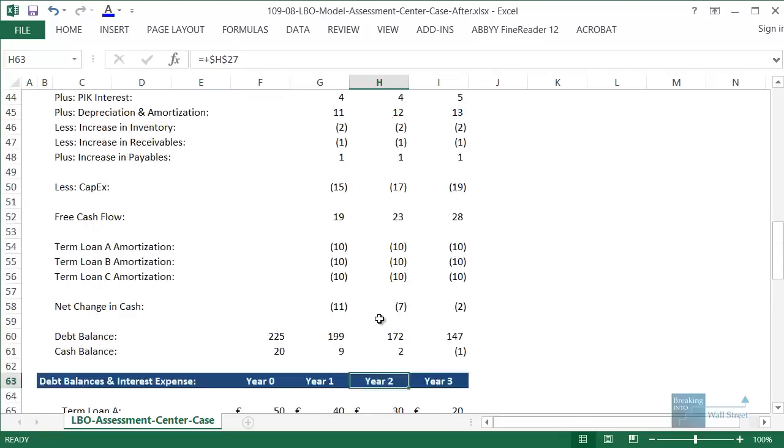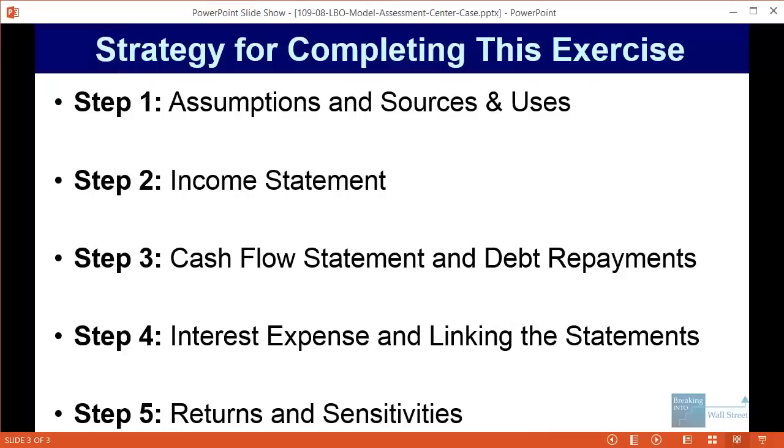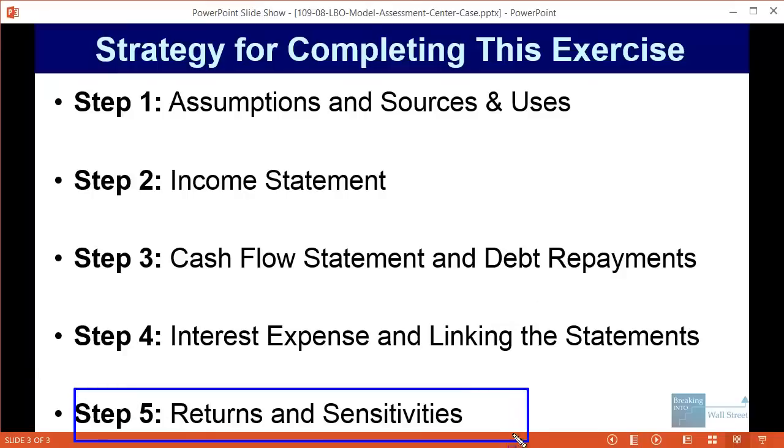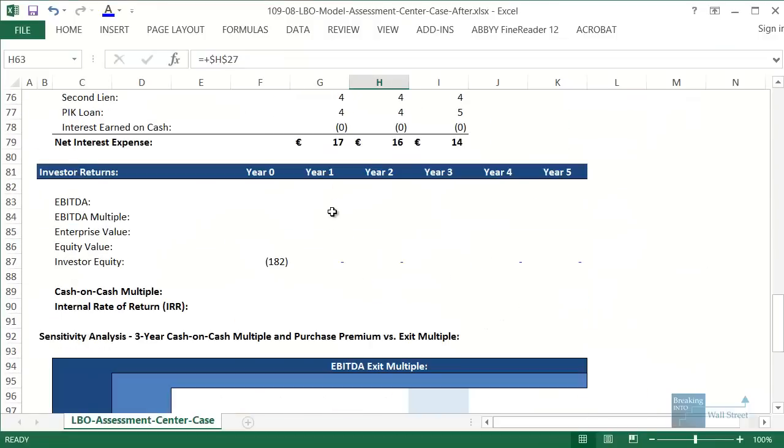So with all that in place, we're really done with our mini LBO model here. And so the last step is to look at the returns and sensitivities. We're only going to get to the returns this time around, but we'll look at the sensitivities and the case study questions in more detail next time.